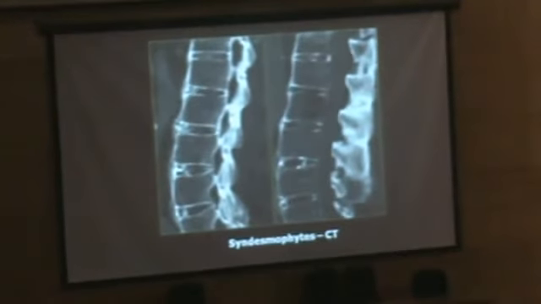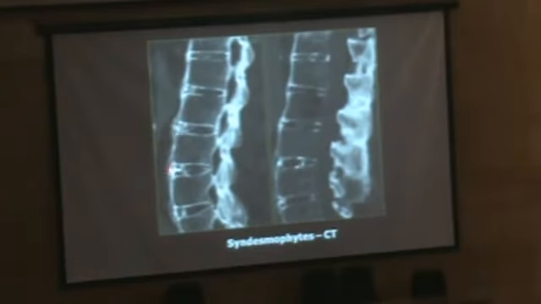Just to show an example on CT, we can evaluate and depict those syndesmophytes better, anteriorly and posteriorly. We can also see extensive ankylosis in the posterior elements in the facet joints, as well as ossification occurring at the level of the interspinous and supraspinous ligaments in the posterior elements of the joint.